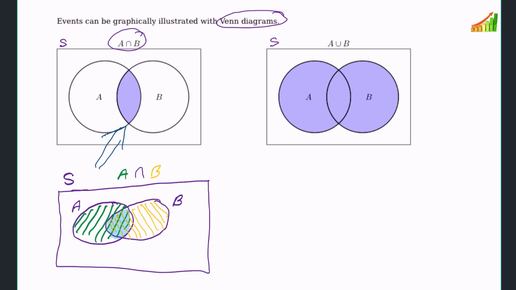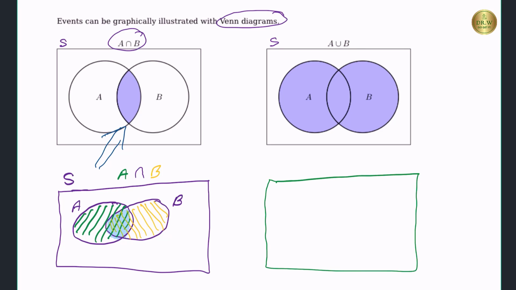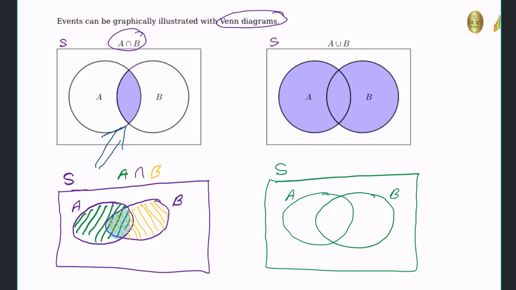Then go to A union B. Let me show you how to do this one. Again we have S, the sample space, and A and B, those are the events. First let me color A using yellow color. So that is the event A. Then go to the event B. It is blue color. This is event B.